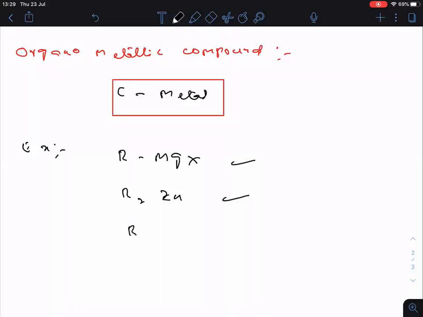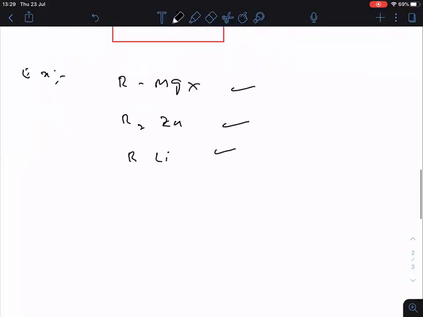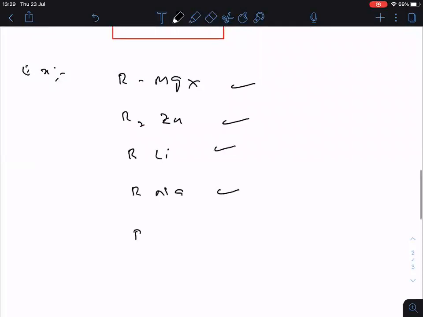Similarly, I can take RLi, alkyl lithium. This is also an organometallic compound. Similarly, I can take alkyl sodium. Even this is also an organometallic compound. Now, for example, if I take RONa, I hope you remember RONa we used in Williamson synthesis, sodium alkoxide. It is not an organometallic compound because the metal sodium is not directly bonded to the carbon. I hope you are able to understand this one.